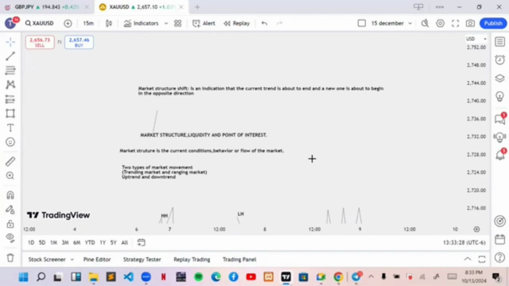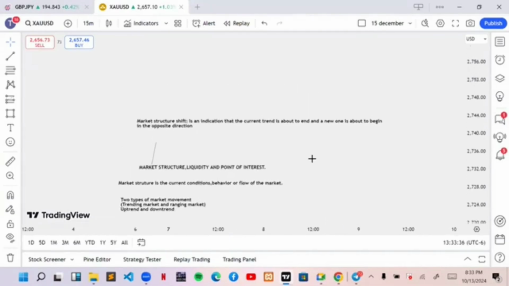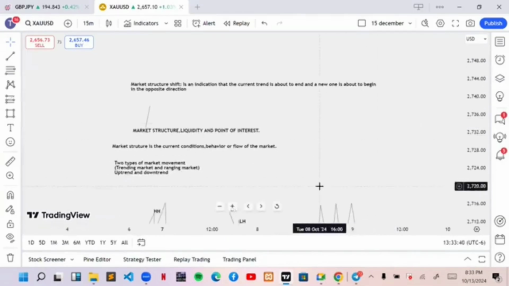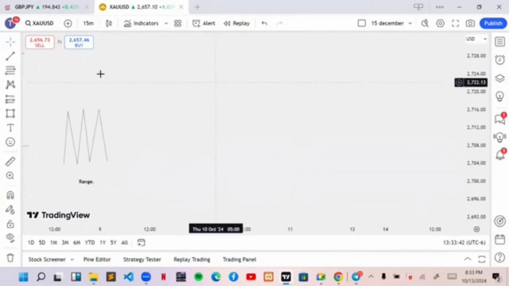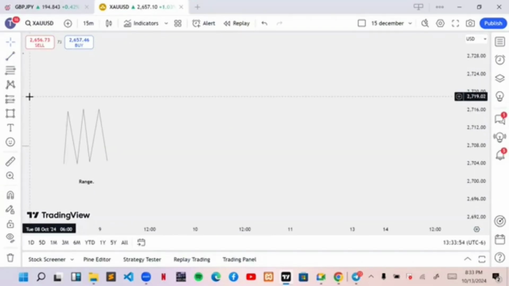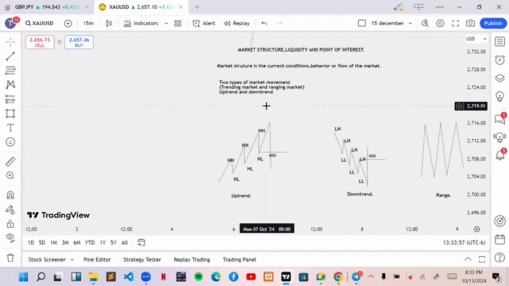So in market structure shift, you're taking a trade in the opposite direction. But the difference between it and break of structure is that in break of structure, you're still going to be taking a trade in the direction the market was trending before. This is what I mean. An example of a break of structure: a break of structure is a scenario where the market breaks a particular key level in price while still remaining in its current trend. Let me just type it down.